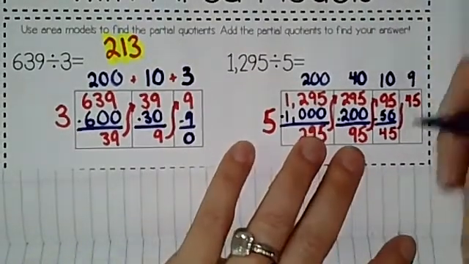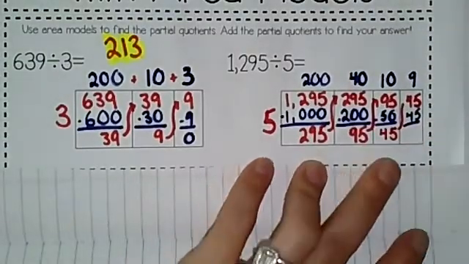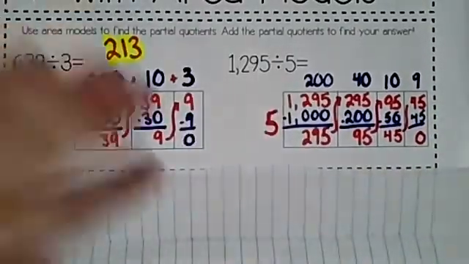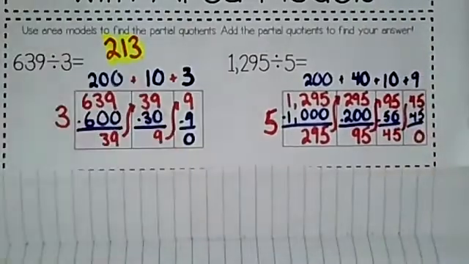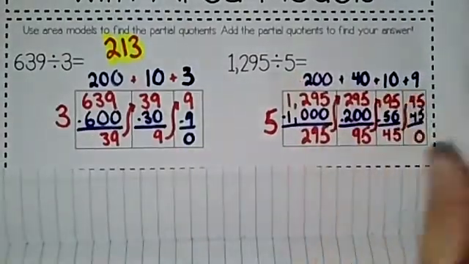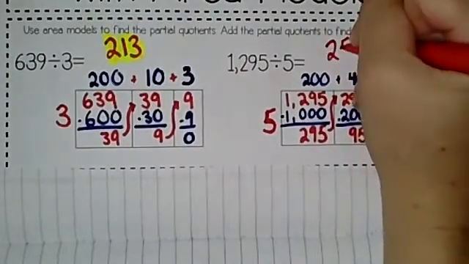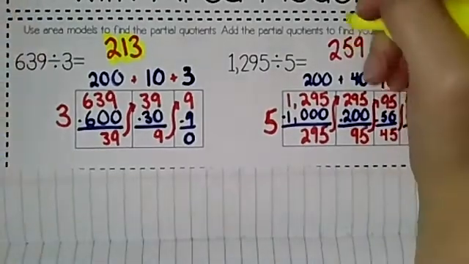Very good. 9. 9 times 5 is 45, and then you can subtract that out, and you get a remainder of 0. Now, to get your quotient, you add this, plus this, plus this. 200 plus 40 plus 10 plus 9 is 259. Very good.